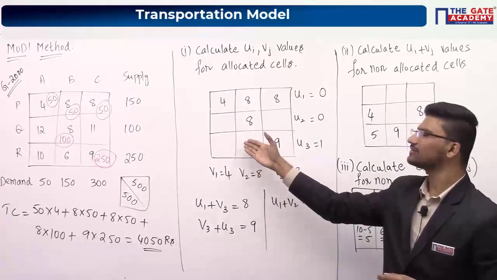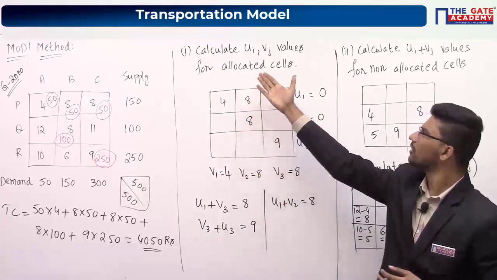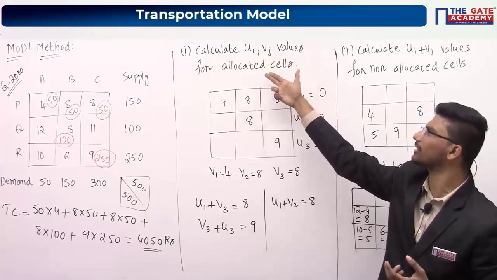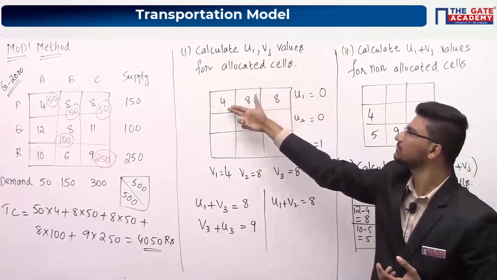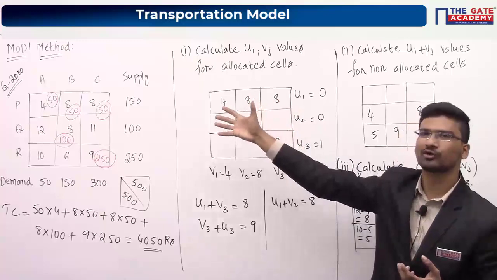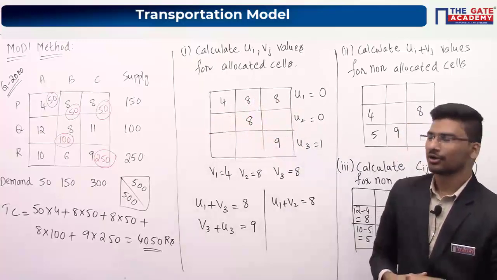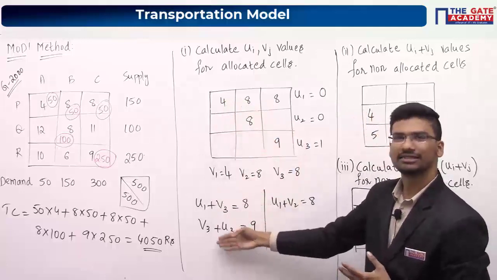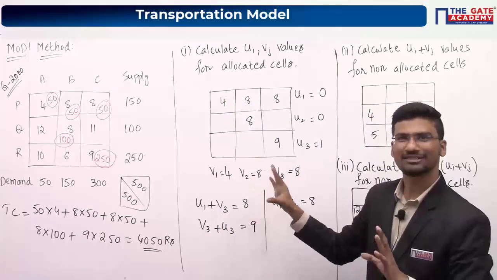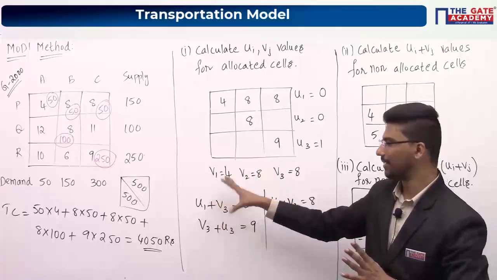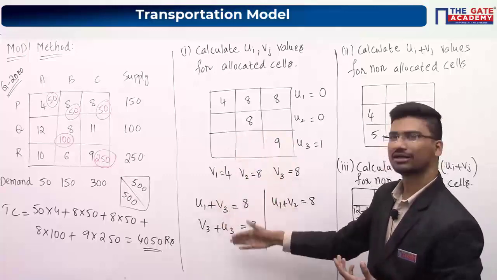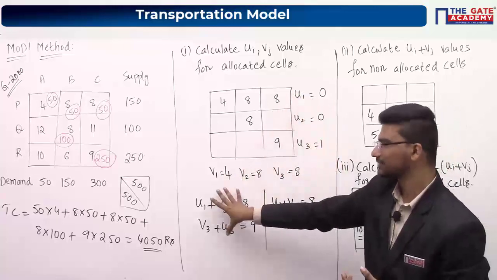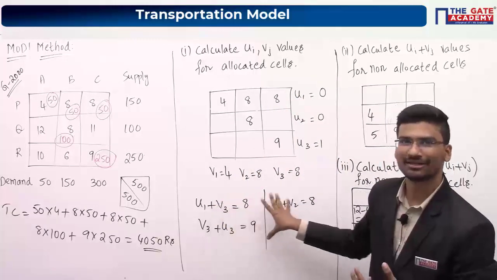See, the first step is very simple. Just read this heading: calculate Ui, Vj values for allocated cells. These are your allocated cells. Here we have taken these and proceeded, and we have these equations. Don't worry, you will just remember these equations. Whenever you are revising, by looking at these equations, you can easily come to know how to calculate these values. That's why I have given you some sample equations also.